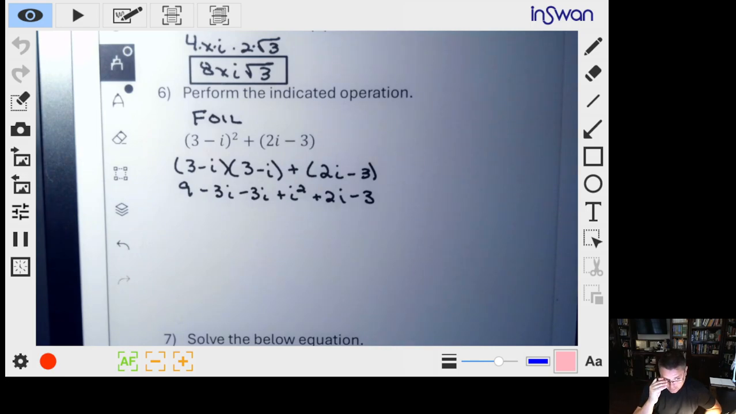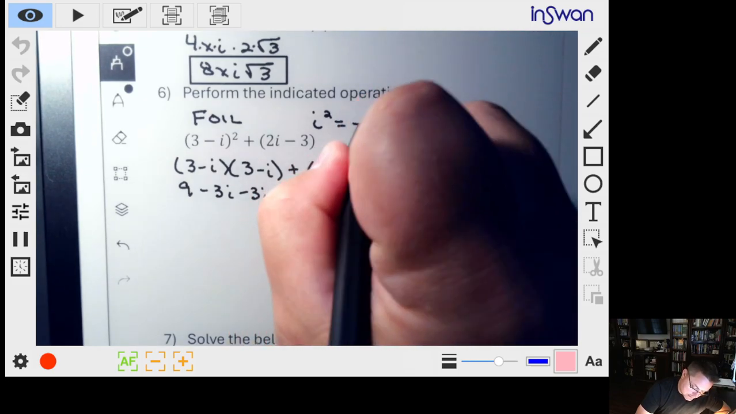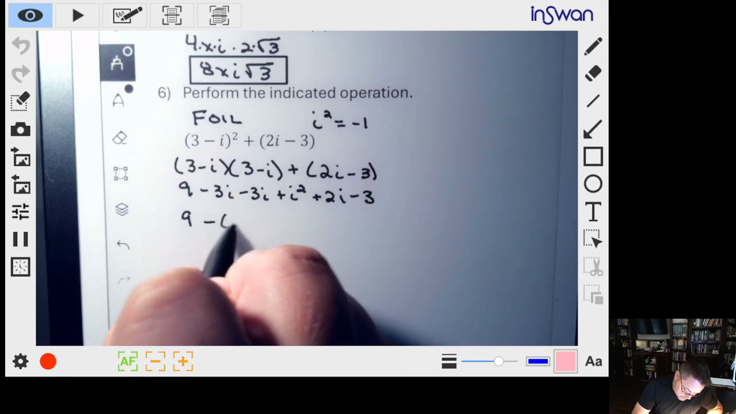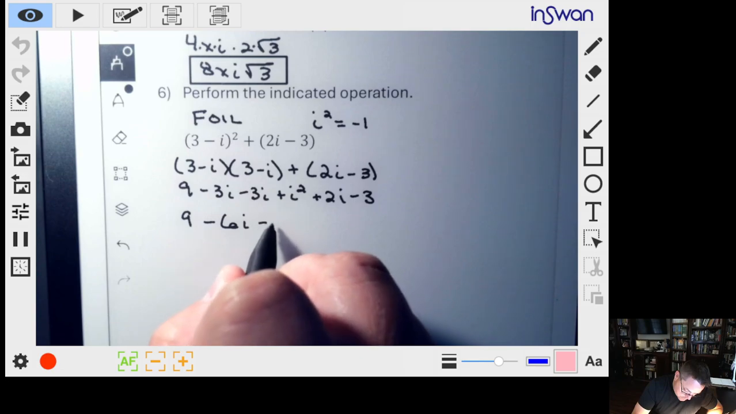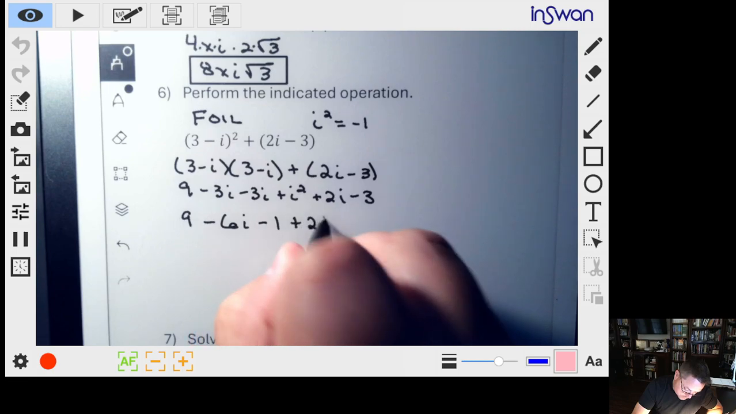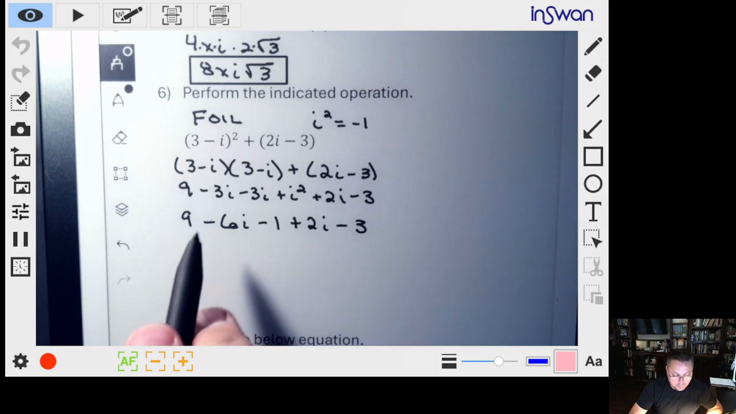them there. When I get to here, I'm going to try to put together like terms, but I also want to recognize that i squared, we talked about this in class, i squared is negative 1. So this guy right here can be replaced with negative 1. So I'm going to combine, so this is 9 minus 6i minus 1 plus 2i minus 3. So we'll put the numbers together first.